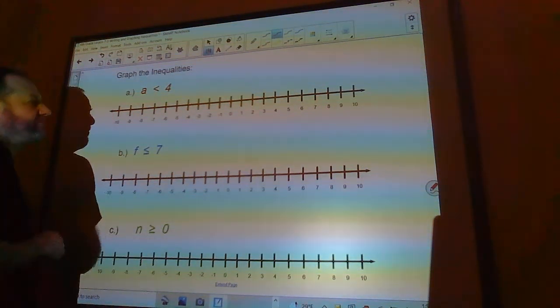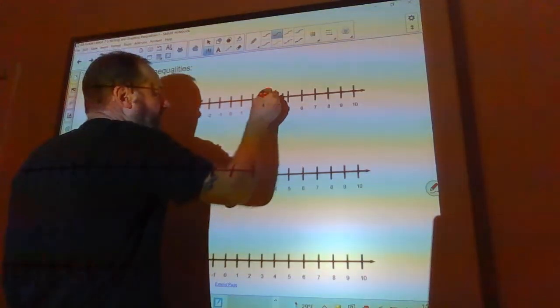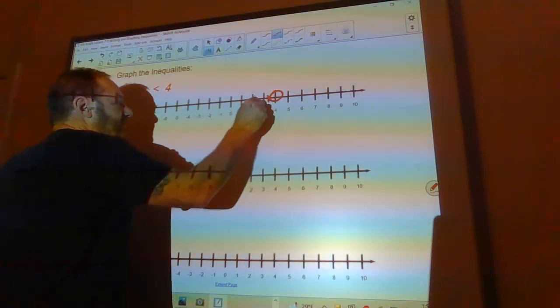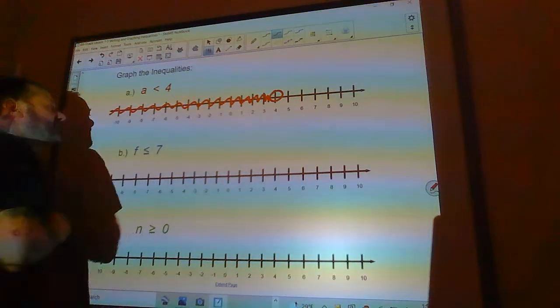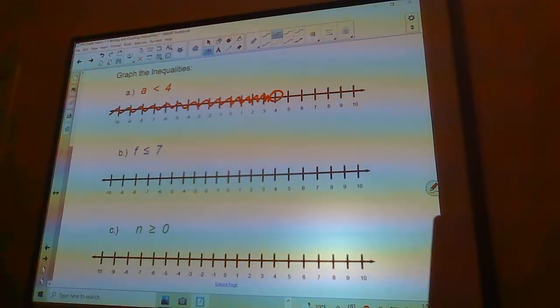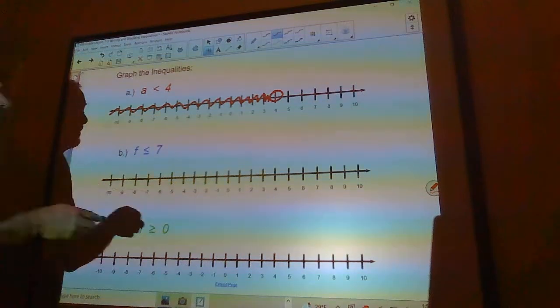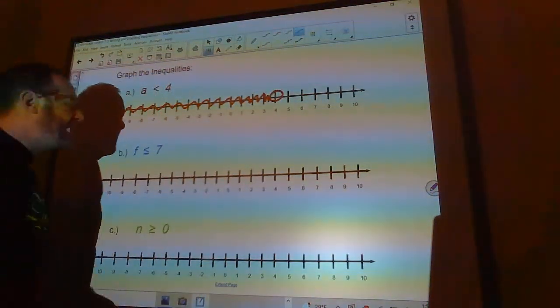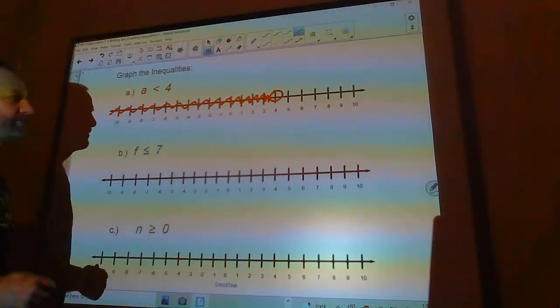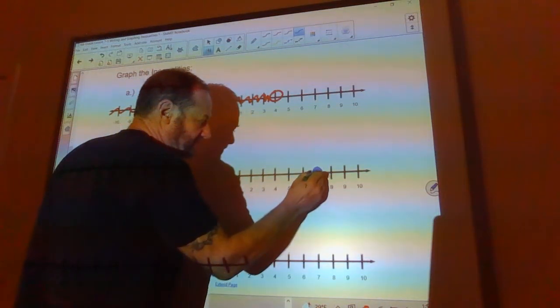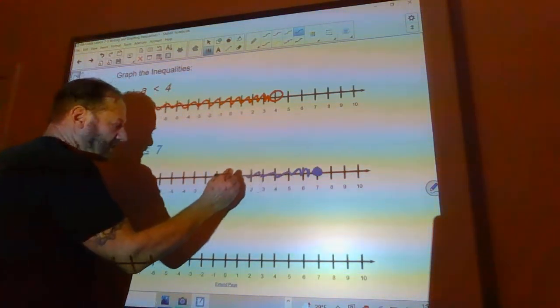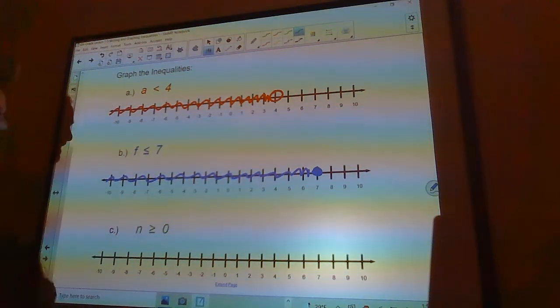Okay, a is less than 4. I'm going to go ahead and put an open circle at 4, and less than means shade to the left, to the negative side. Okay, f is less than or equal to 7. It's going to look pretty much like this, except I'm going to have a closed dot this time, at 7, and I'm going to shade to the left again.